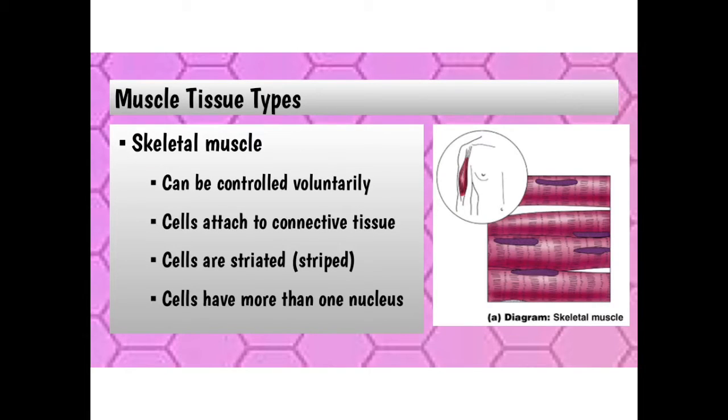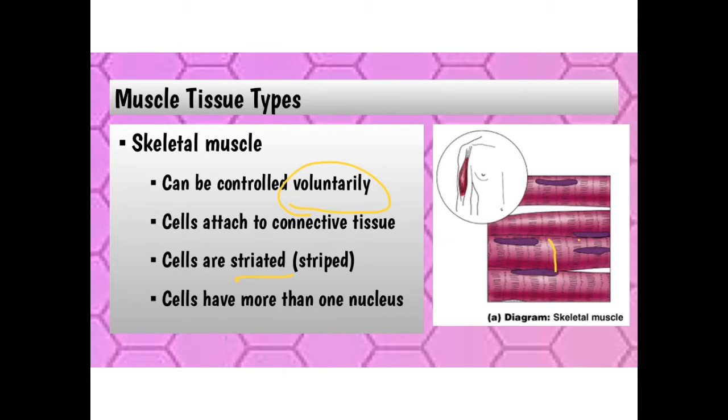Skeletal muscle can be controlled voluntarily in the body. Voluntarily means that you are able to control it yourself. You determine when you move your arm or your leg. You can do that on your own. Skeletal muscle cells attach to connective tissue like tendons, which will then connect them to bone or other structures of the body. The cells of skeletal muscle tissue are striated, which means they have a striped or banding pattern.